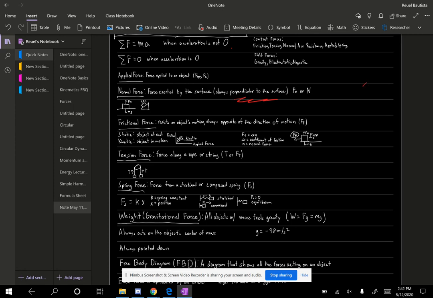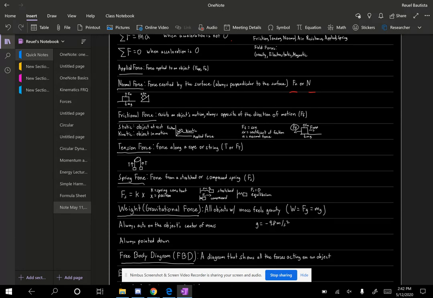So if your surface is right here, your normal force will be in this direction. It will be perpendicular, meaning a 90-degree angle with the surface. It's denoted by the letters Fn or N. Doesn't really matter. Frictional force is the force that resists the motion. It's always going to be in the opposite direction of the motion.